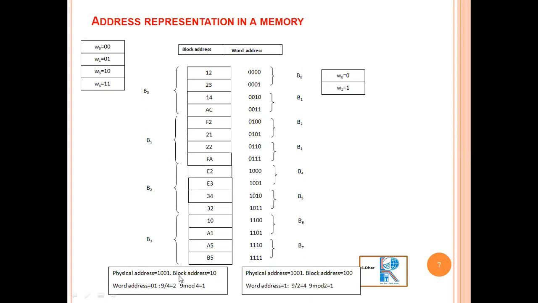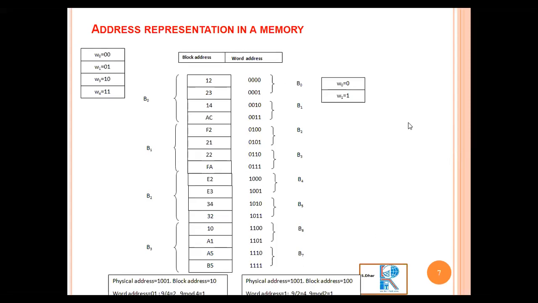So we can do the calculation using the binary system and using the decimal numerical method. This is the address representation. Remember, this representation is very important to understand the cache memory system. Clear?